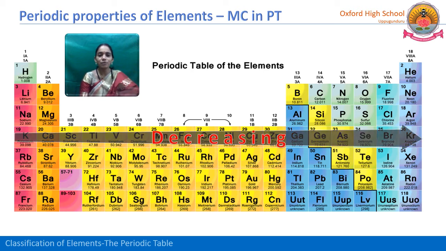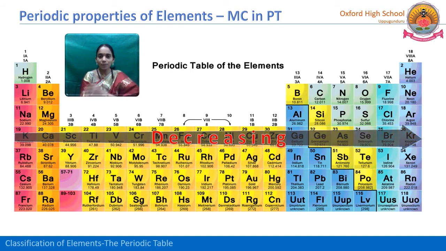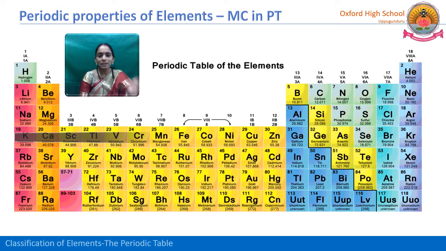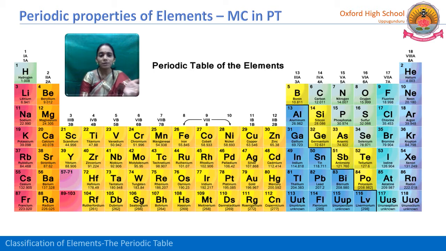Whereas in a period from left to right, we know that in a periodic table the complete left side is all metals, whereas the complete right side is non-metals. So we can say that the metallic character decreases in a period when we are moving from left to right. Observe this: lithium, beryllium, boron, carbon, nitrogen, oxygen, fluorine and neon. When we are moving from left to right, the metallic character decreases.